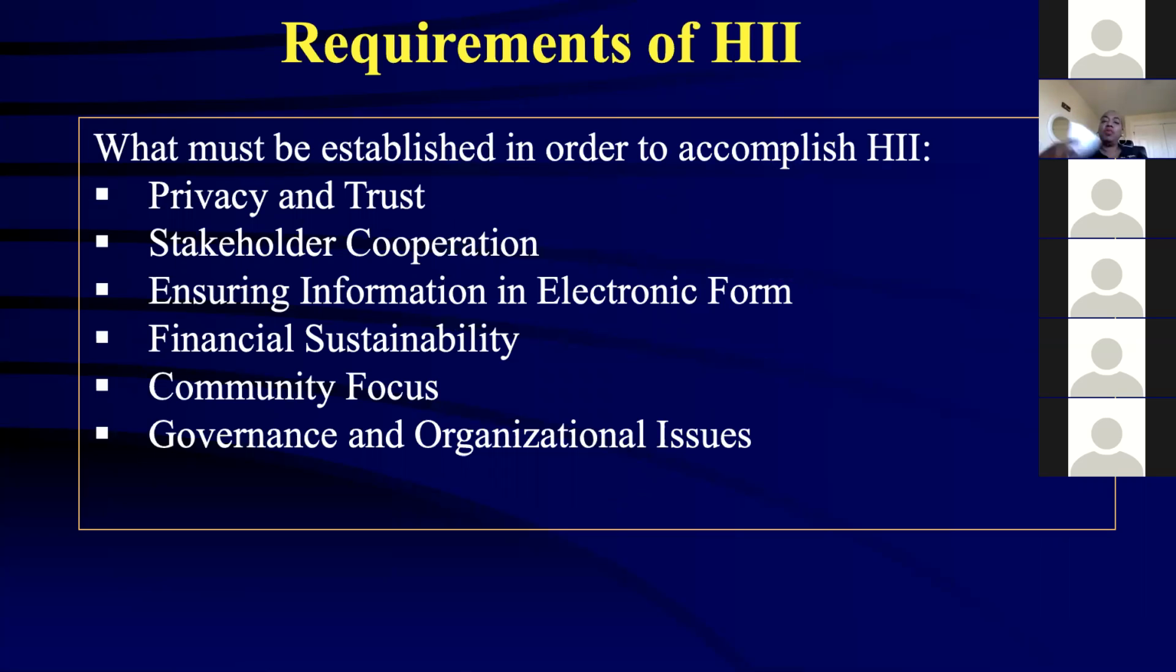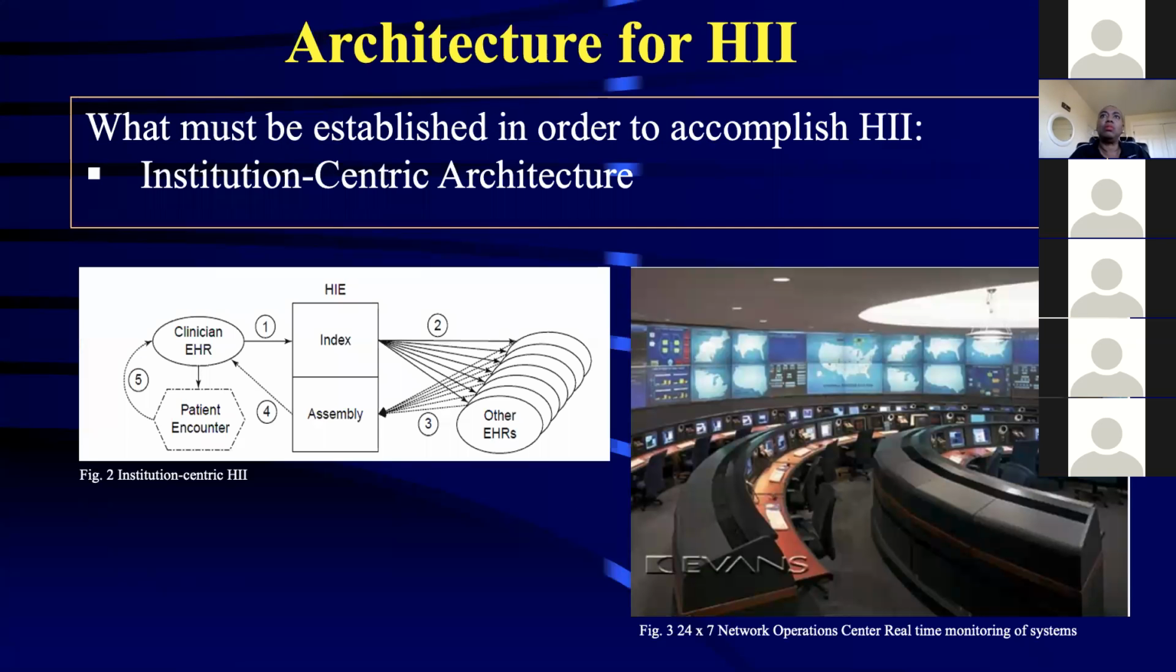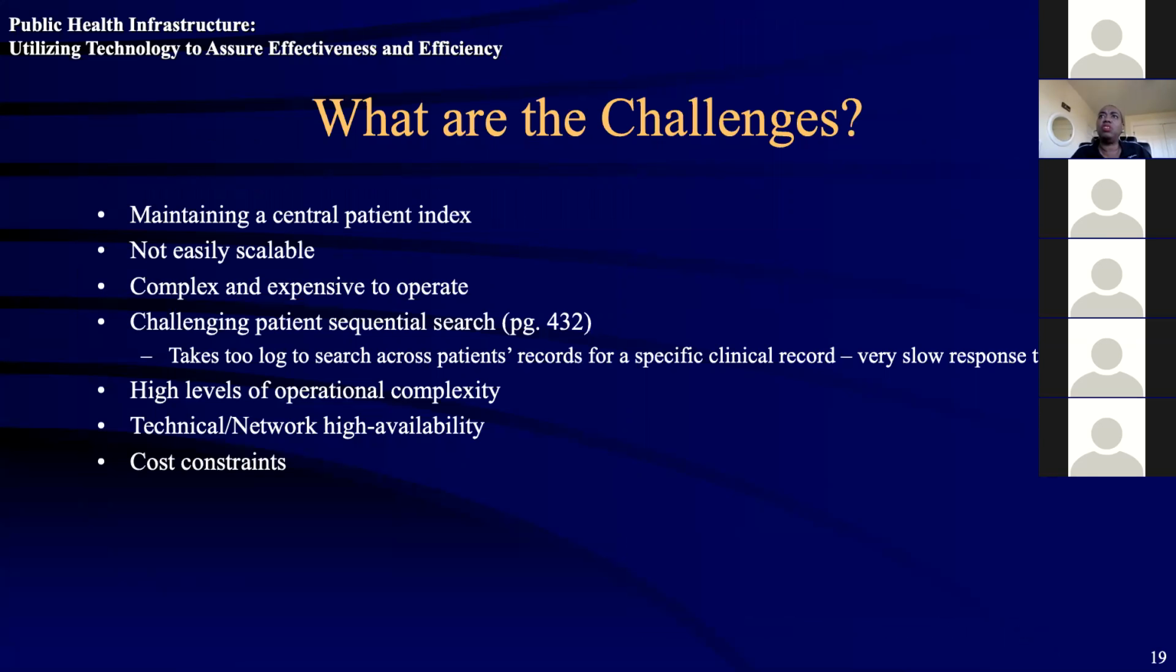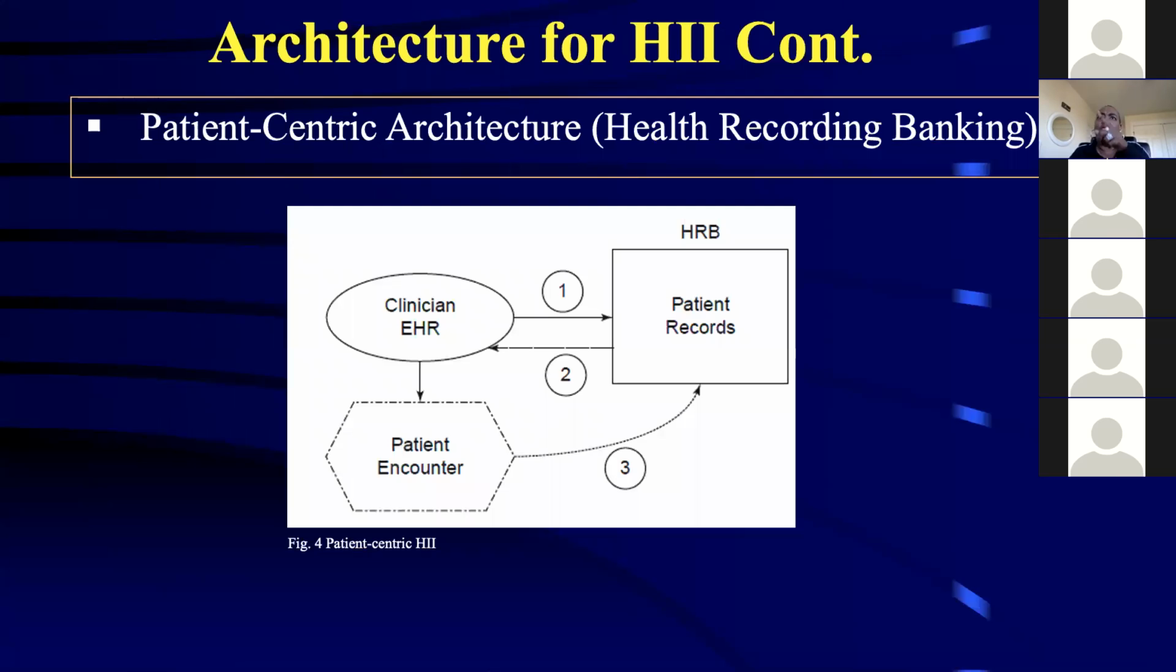So, requirements of a health IT infrastructure: privacy, stakeholder cooperation, the electronic exchange of information, financial sustainability, community focus, and governance and organizational issues to be established. It's important to have a workable, appropriate system. So the architecture can be both institution-centric and, of course, a couple of slides over, patient-centric, right?